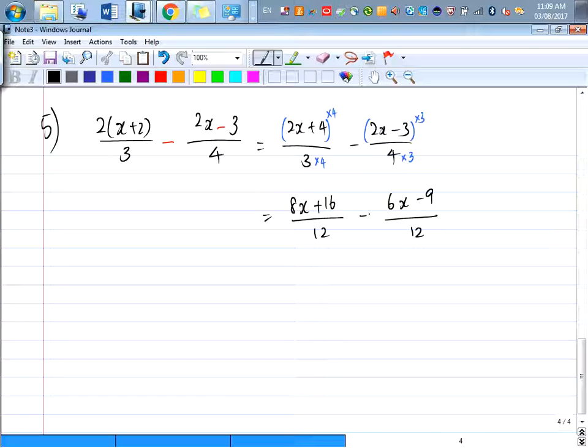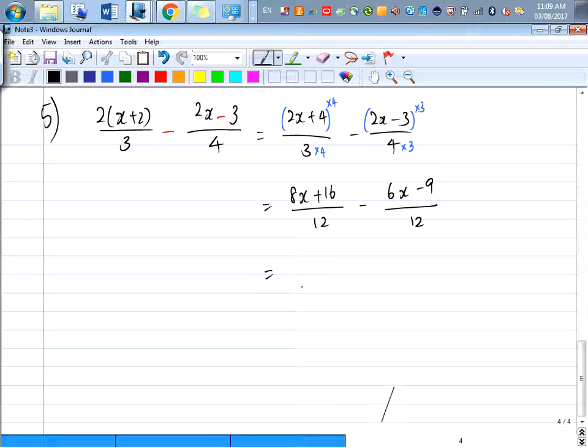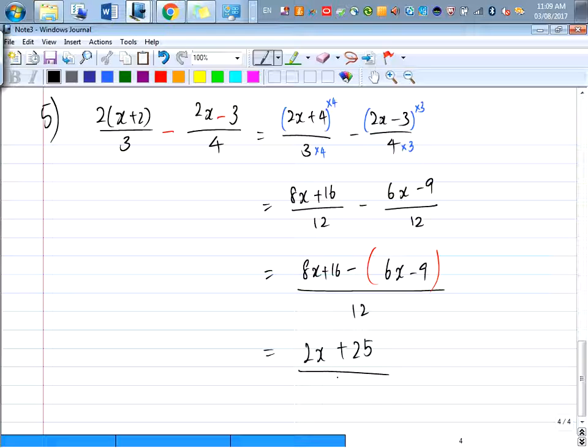I still have these two minus signs, which is the trap that we are setting for students. I combine them into one fraction. Copy down the left one, 8x plus 16, minus the entire one, 6x minus 9. Okay? The minus sign over here belongs to the entire numerator, which I am trying to highlight with the use of these red brackets. And finally, we will get 2x, 16 plus 9, that's 25. 2x plus 25 over 12. Okay, do your corrections.